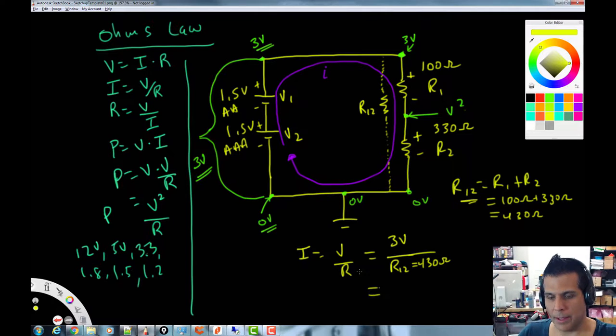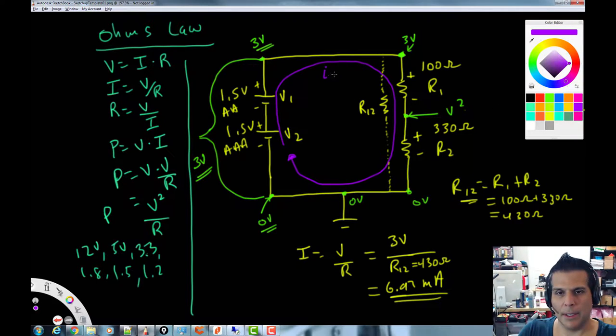Therefore, when you do that calculation, again, get out your calculator. 3 divided by 430 equals 6.97 milliamps. All right, so this I right here, I equals 6.97 milliamps.